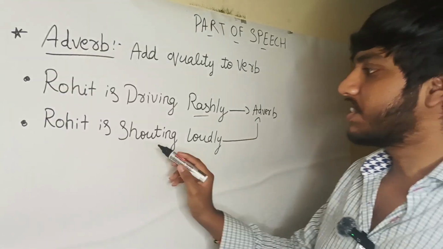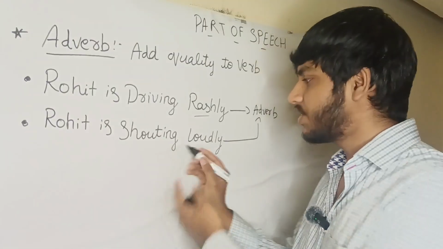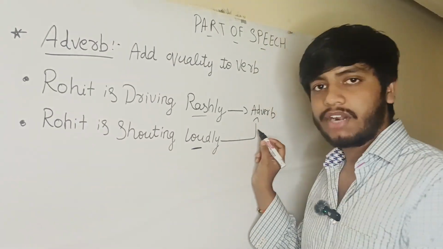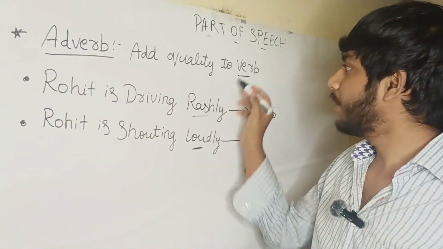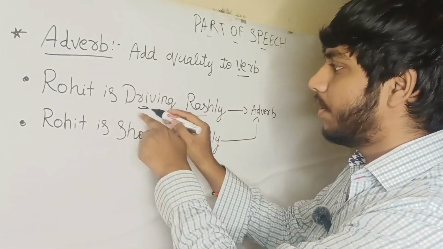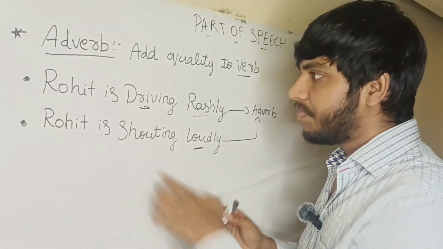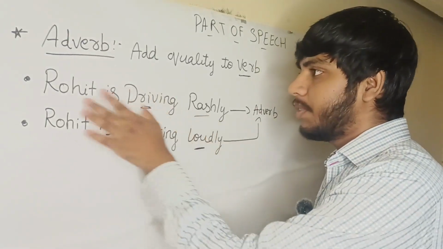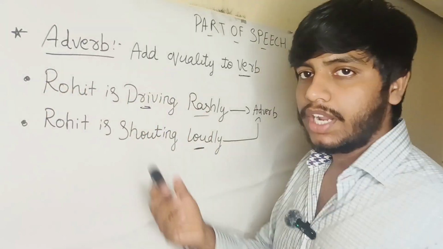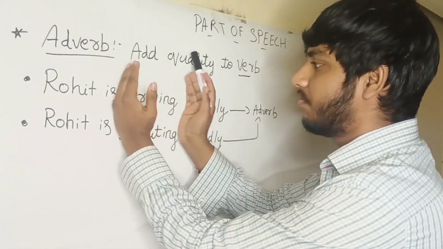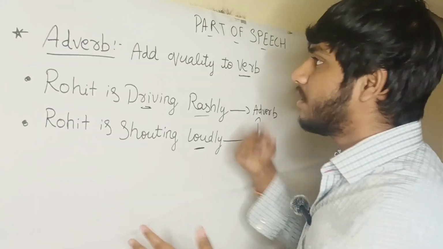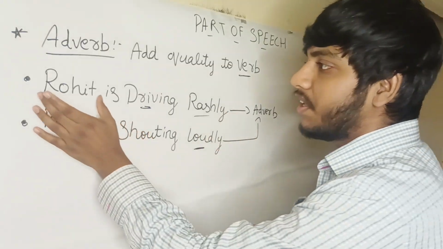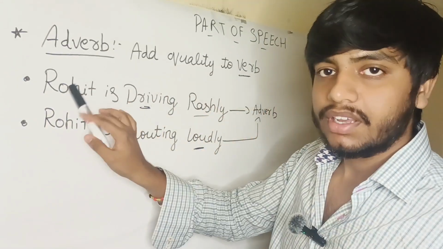Okay, Rohit is shouting. Rohit is shouting loudly. Loudly is an adverb. These are adding quality to the verb. Adding quality to the verb, here adding quality to the driving. For example, Rohit is driving rashly. Rohit might be disciplined in his whole life, but he is driving rashly, which is an adverb adding quality to the verb, driving rashly. Okay. In the next, adjective, we learn about adding quality to the noun.